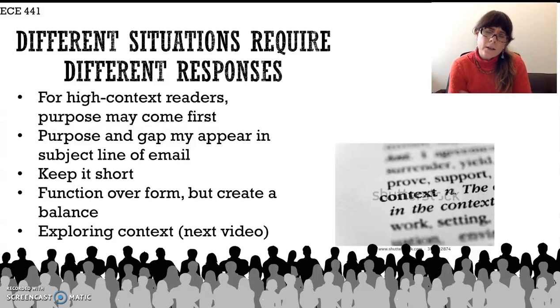And we're going to explore how you can make decisions about contextualizing information later on in your document in the next video.